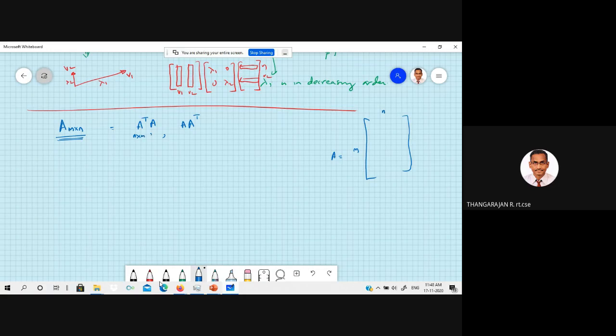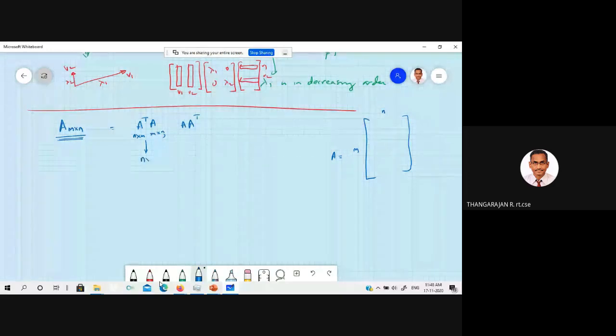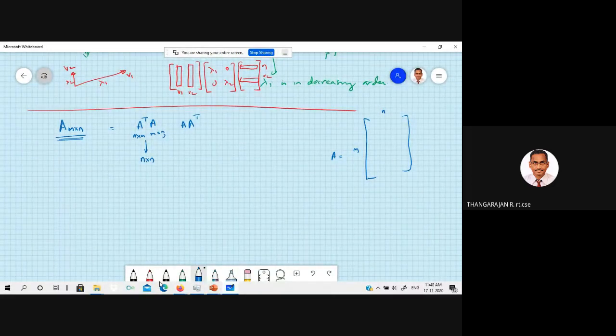A is m cross n. When you multiply, what is the dimension of the resultant matrix? The m and m will go away, so the resultant matrix will be n cross n. Now for A A transpose, A is m cross n and A transpose is n cross m. Again the n and n will go away, therefore the resultant matrix will be m cross m. So you see that you get square matrices. You find A transpose A and A A transpose, so you get two matrices.